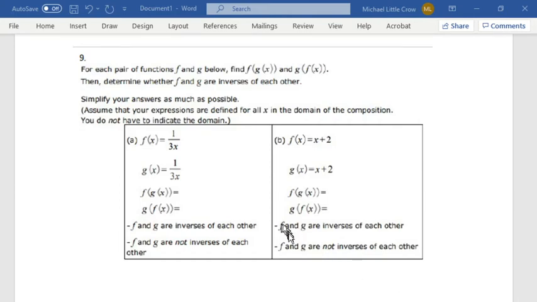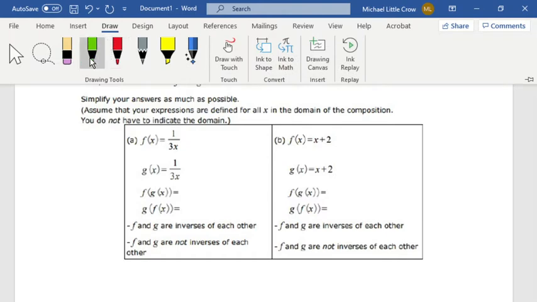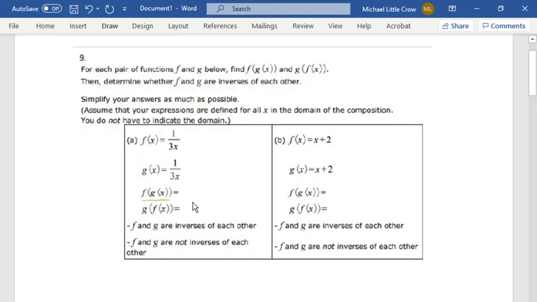So question number 9, we need to find the composite of two functions, and then we need to see from that if they're inverses of each other or not. Again, if they are inverses, we'll get x, that the composite equals just x, and if not, we get something else. Okay, so f of g of x, which we have down here.